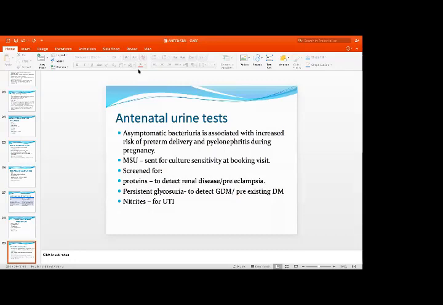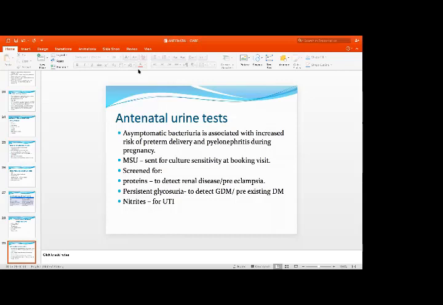So, what do you understand by a midstream specimen of urine? You ask the patient to discard the early stream and the last portion of the stream, and she will take the specimen only from the midstream. First of all, she will clean her vulva and vagina, apart her labia, and then she will discard the early stream. After that, she will take the specimen only from the midstream, and it is sent for culture and sensitivity.